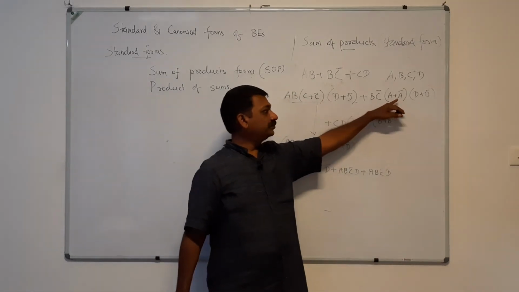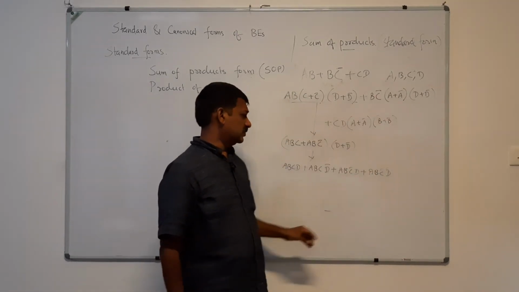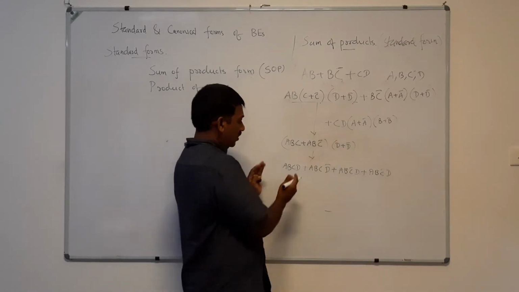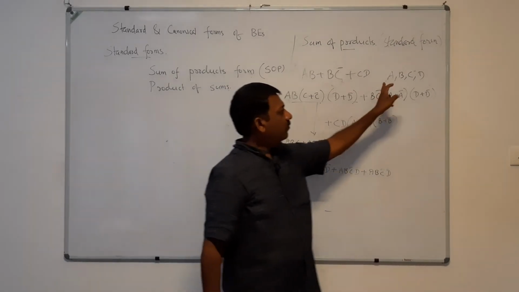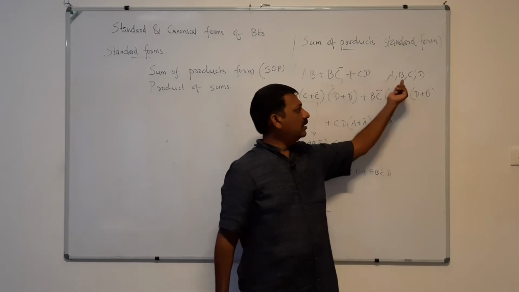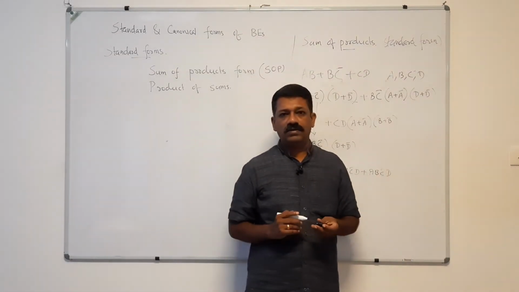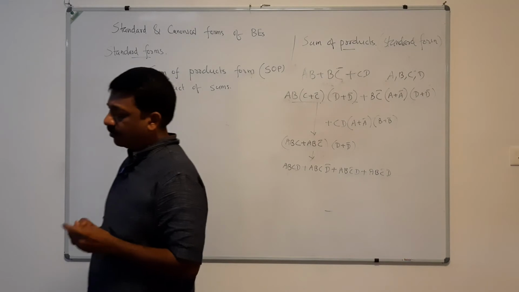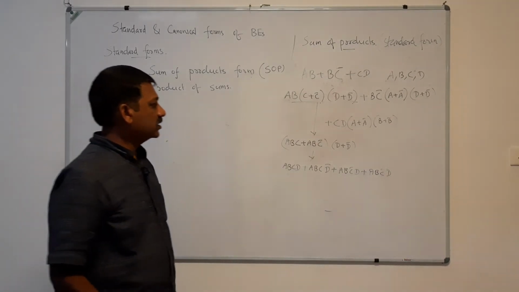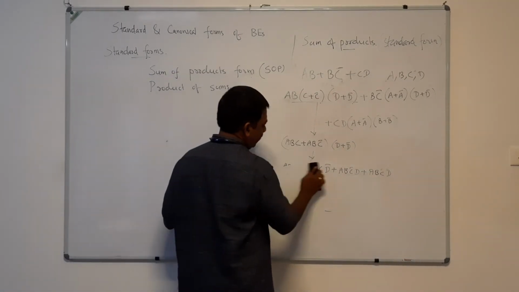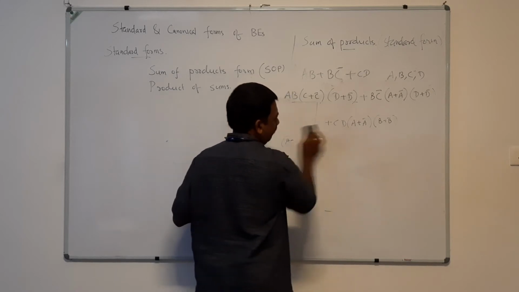Likewise, you have to multiply all these terms. Here every term, every product should have 4 terms, one belonging to each of A, B, C and D. Okay. That is the standard form of sum of products expressions.